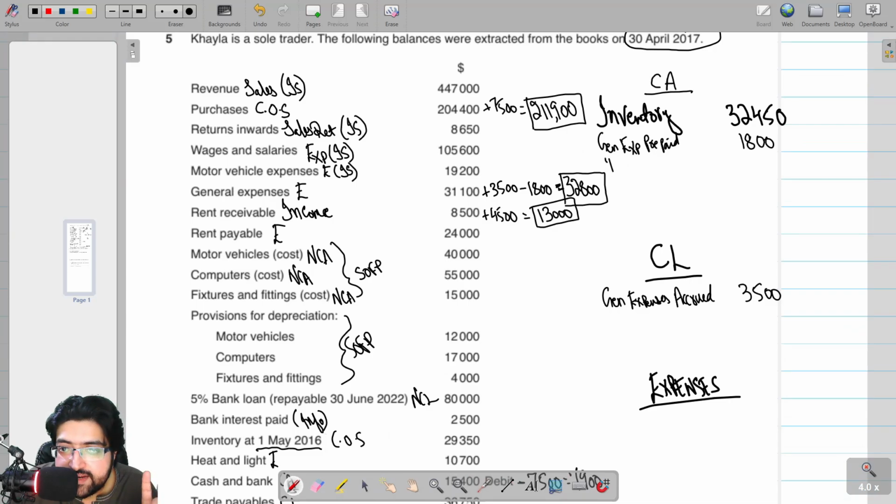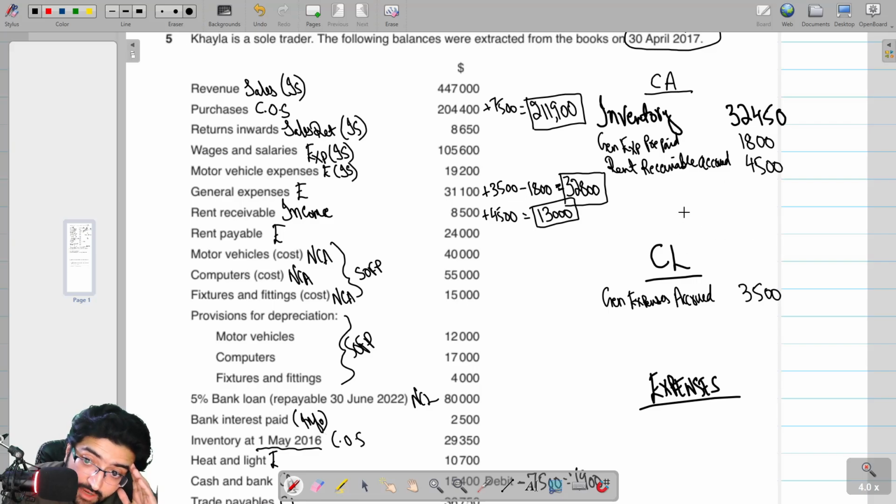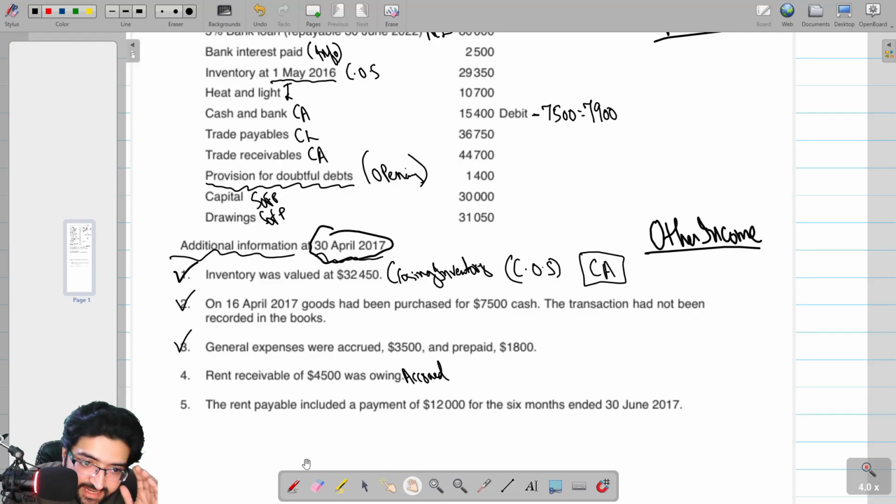So I will write here rent receivable accrued. Let's write in short because we know this is our rough work. Or never mind, I have space. And the amount is 4,500. See? This is how you record things, right? Let's move on. Let me take this one as done as well.